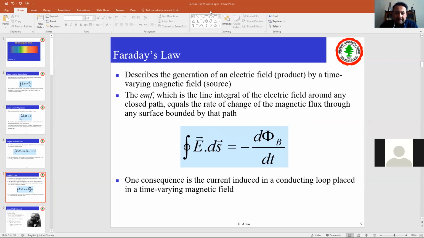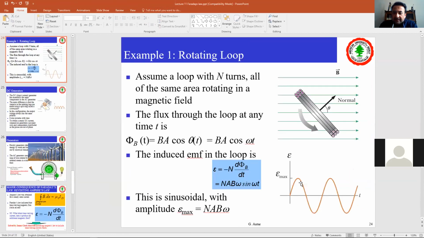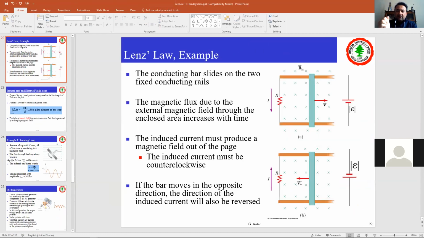Let me show you again. This is the Ampere-Maxwell law. If my magnetic field is into the page and my bar is moving to the right, then my magnetic flux is changing. Now notice the current direction. The current direction is perpendicular to the magnetic field, because it's in the plane, and the magnetic field is into the page, and the induced magnetic field is up the page.